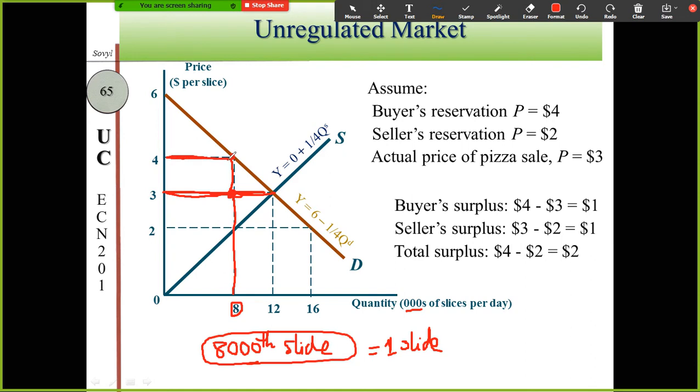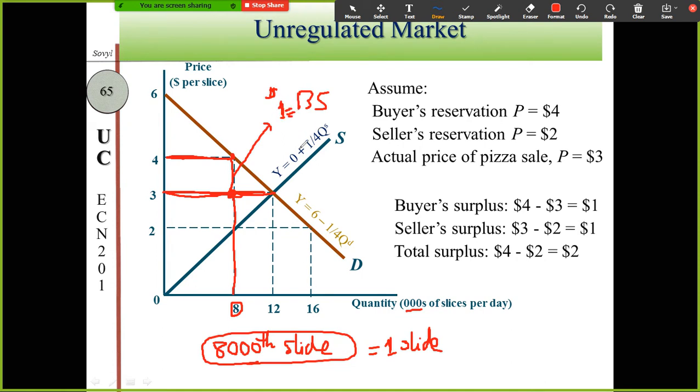The buyer wishes to pay up to $4. This buyer plans to pay $4 for this one slide, but the market says only $3. That's why the $1 here is the buyer surplus.